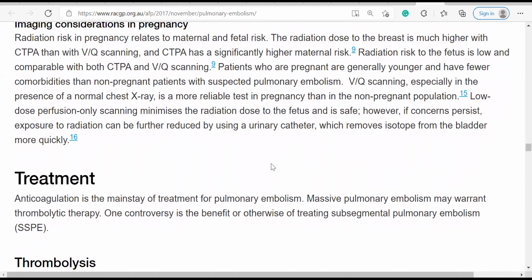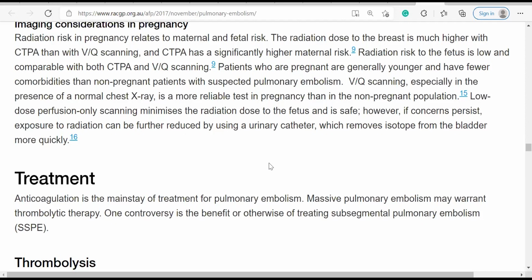Now, before doing a VQ scan, usually we want to find out if the patient's X-ray is good. That means if the chest is good, because we can only rely on a VQ scan if someone doesn't have any underlying chest condition. So that's why sometimes we want to do a chest X-ray to find out if this patient has any baseline chest-related problem or pathologies. If that is excluded, you can immediately go for a VQ scan.